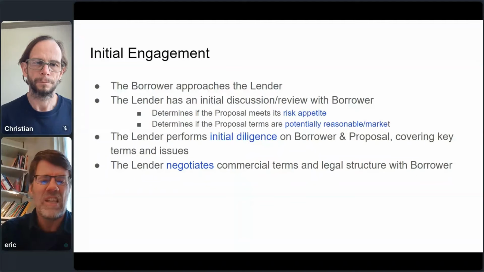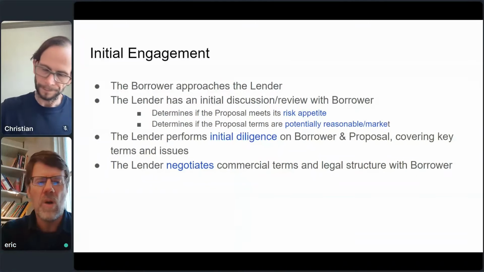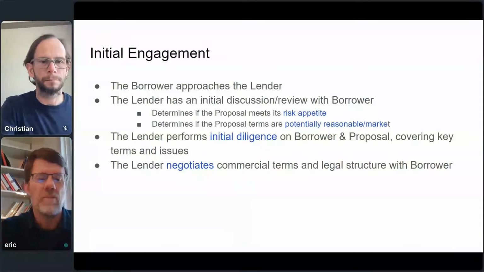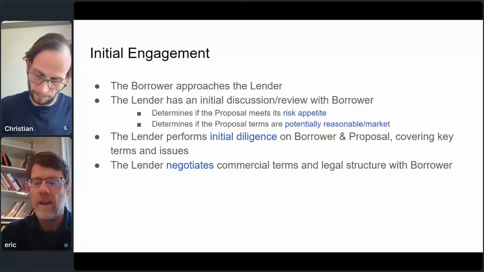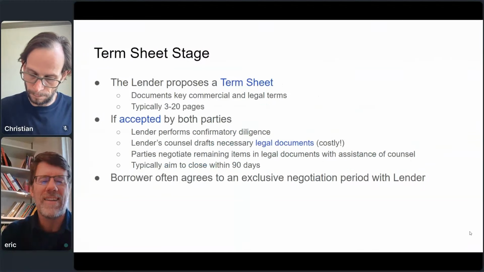It's not really legally binding, but again, it's a reputational thing. When you're a lender, you don't want to be known for breaking term sheets unless there's a very good reason, or people just don't trust you. Next slide.